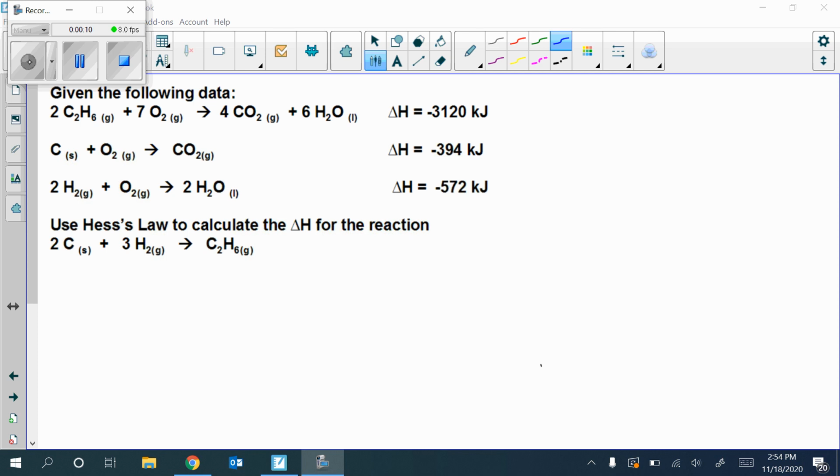Bear with me a little bit, I'm trying a new device for recording on SmartNotes and can't quite get my pen to be as thin as I would like, so we're going to have to deal with a little bit of a crayon here.